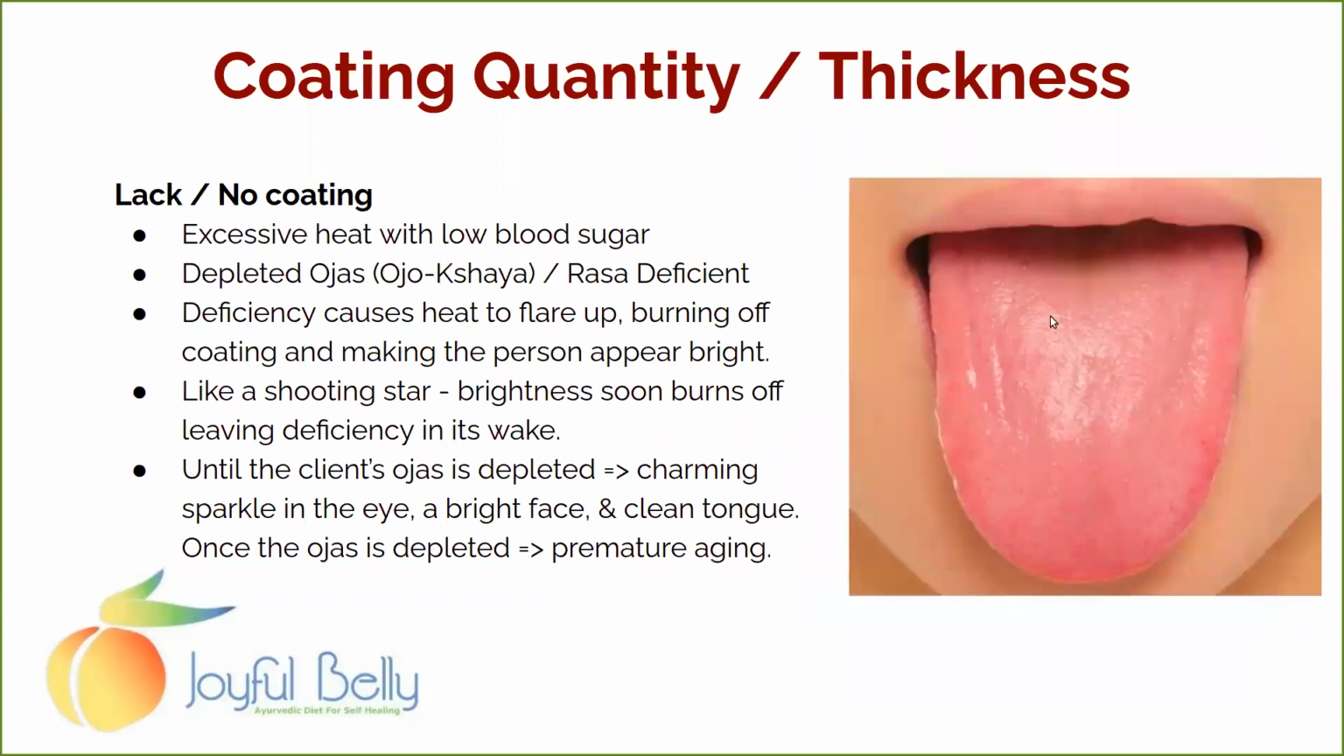This is a tongue with no coating on it at all whatsoever. Now, you can't exactly see into the back. Maybe there's a little coating there, but otherwise, there's almost no coating on this tongue. And I associate that with depletion. And it's usually depletion due to heat. Usually I see this in clients who like to drink alcohol, and they're young and their body can kind of handle it.